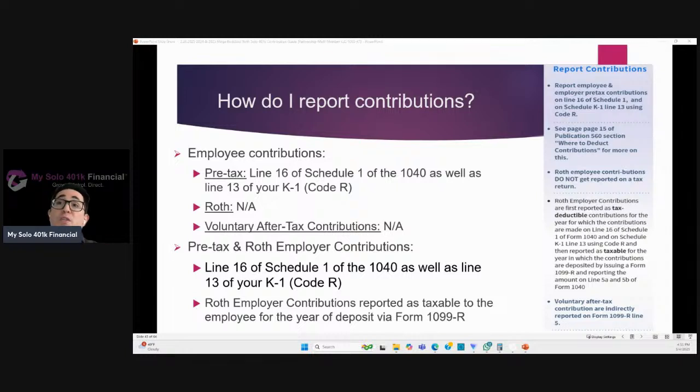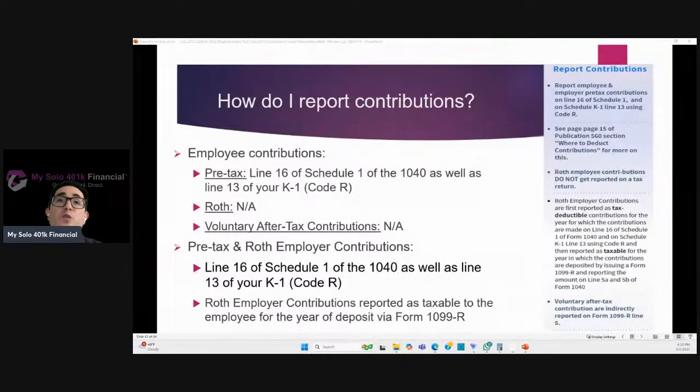Because a partnership is a pass-through entity, the income flows through to your 1040. If you make that pre-tax employee contribution, you'll reduce your income by entering an amount on line 16 of Schedule 1 of your 1040, specifically the amount of that pre-tax employee contribution. For 2025, that could be up to $23,500.